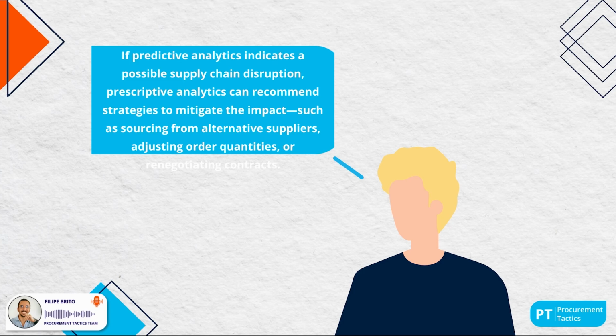For example, if predictive analytics indicates a possible supply chain disruption, prescriptive analytics can recommend strategies to mitigate the impact, such as sourcing from alternative suppliers, adjusting order quantities, or renegotiating contracts. It provides actionable recommendations that consider various constraints and objectives, such as cost reductions or delivery optimization.